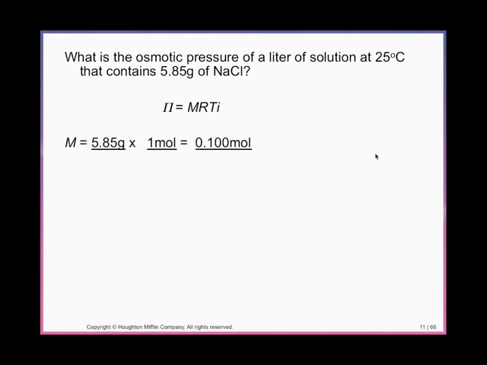Here's my formula. Now I need molarity. So molarity is moles per liter. So I'm going to start off with grams per liter, which they gave me in the question, and convert it from grams per liter to moles per liter. This is the molar mass of sodium chloride. You can see then the grams cancel out, and I get moles per liter. So that's the molarity.